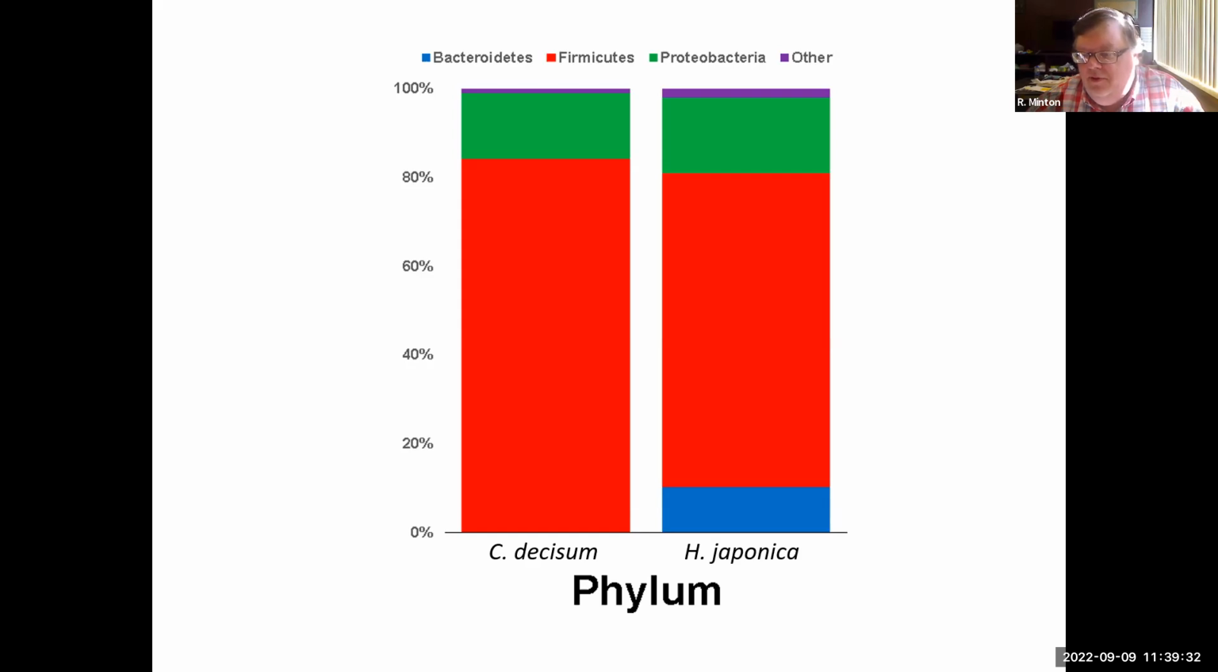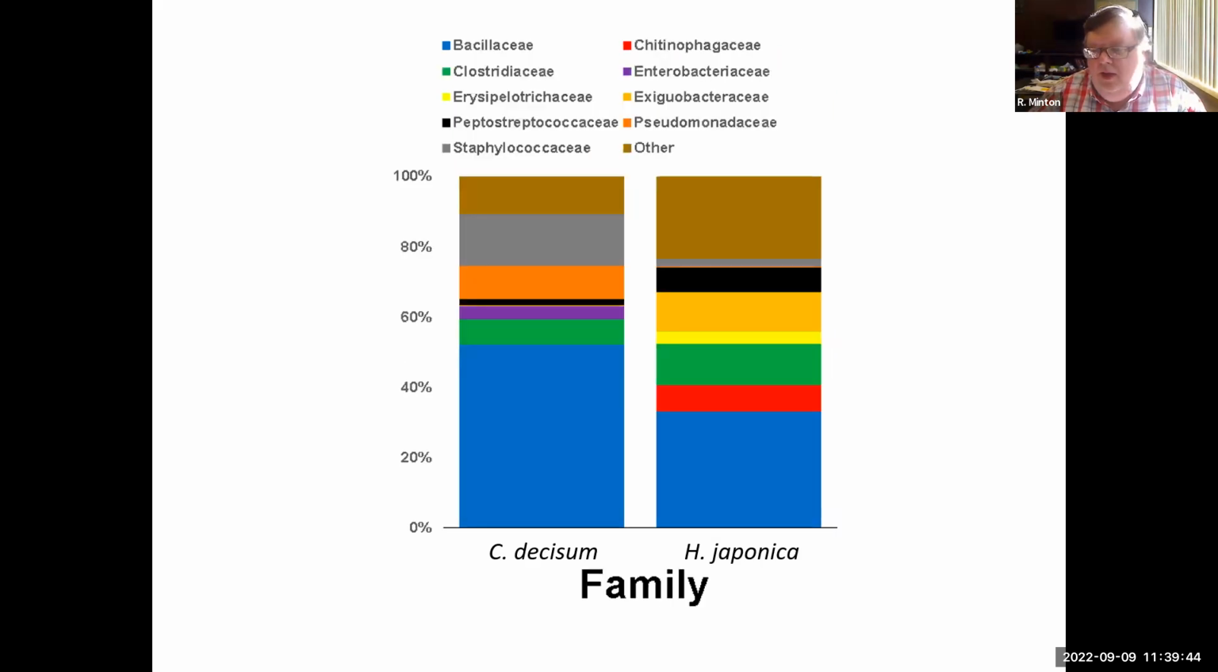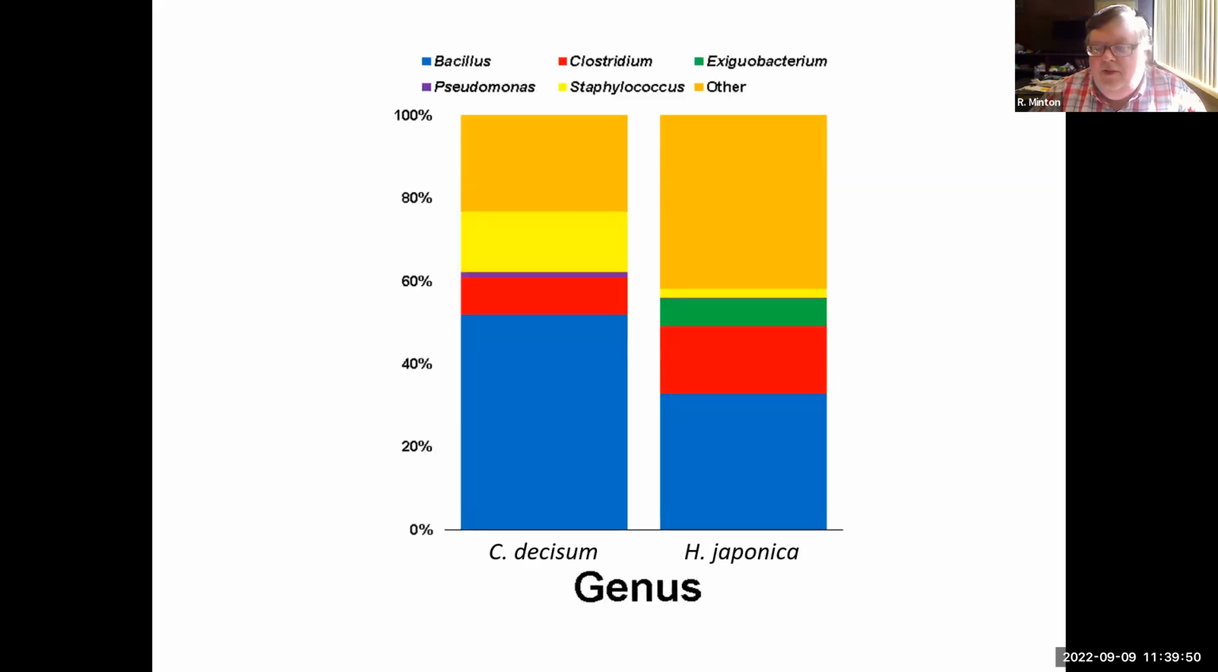There were phylum level differences between the two species, mostly in the number of Bacteroidetes and Firmicutes between the two. Differences in family level classification, and also differences at genus level. Okay, so we do have significant taxonomic differences between the two species.